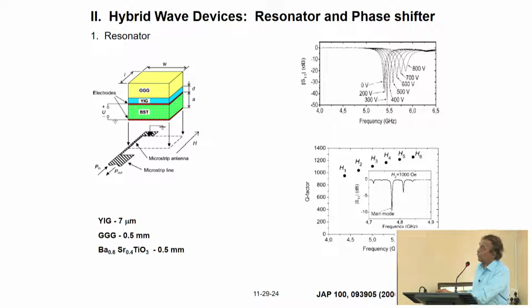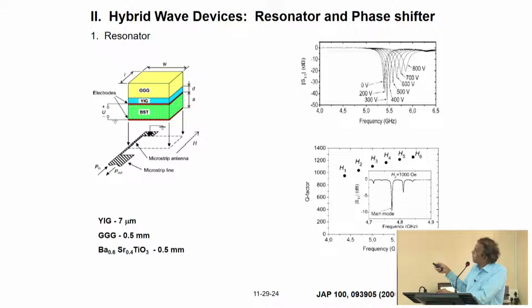So the hybrid wave devices are based on a combination of the dielectric resonance in the ferroelectric, in this particular case a platelet of barium strontium titanate, and then magnetic resonance in YIG. You combine the two resonances to make hybrid waves, and they are tuned with an electric field or a voltage, ranging from 0 to 800 volts.